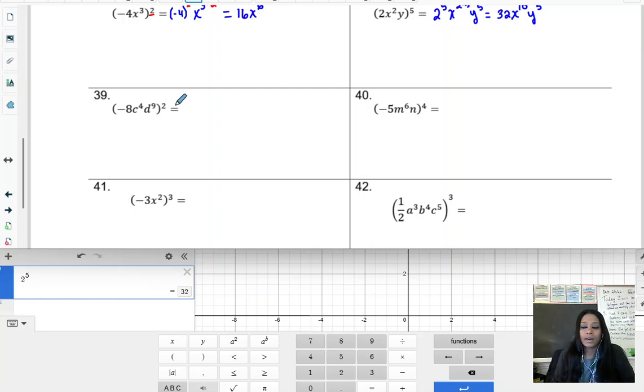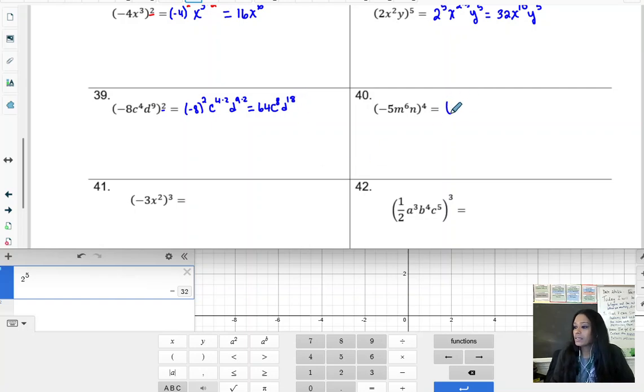All right. Negative 8 to the power of 2. Same thing, right? Now you have a negative base, so make sure you hold that negative with the parentheses, and then you have the 2 here. So you have c to the power of 4 times 2, d to the power of 9 times 2, and then you have negative 8 squared. Negative times negative is a positive, and 8 times 8 is 64. So negative 8 times negative 8 is positive 64. And then d to the power of 9 times 2 is 18.